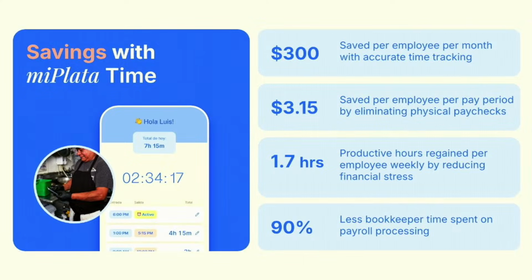Maybe Miguel worked 10 hours and 15 minutes. Maybe Miguel worked 9 hours and 45 minutes. But through this more accurate timekeeping, we're able to reduce the overall payroll cost for these employers.